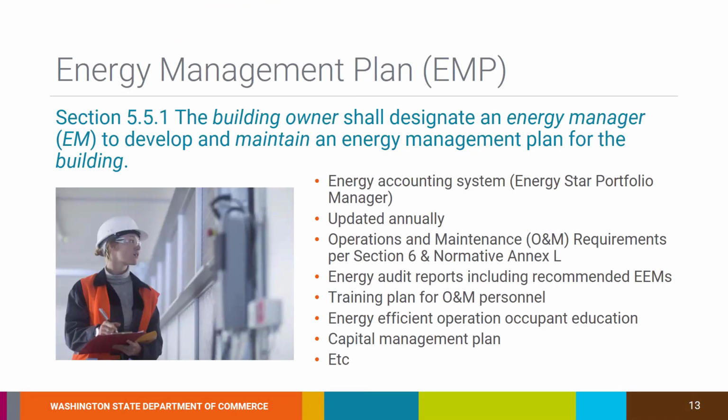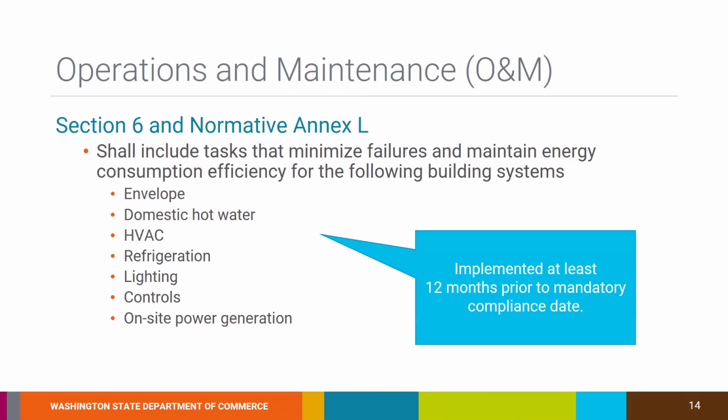As noted in the previous slide, an energy management plan is a requirement of compliance with the Clean Buildings Performance Standard. Requirements for the energy management plan are found in Section 5 of the standard and include development and maintenance of an Energy Star portfolio manager account for benchmarking and energy accounting purposes, development and implementation of an operations and maintenance program, documentation of energy audits, training for O&M personnel, capital management plan, etc. An integral part of the energy management plan is an operations and maintenance program.